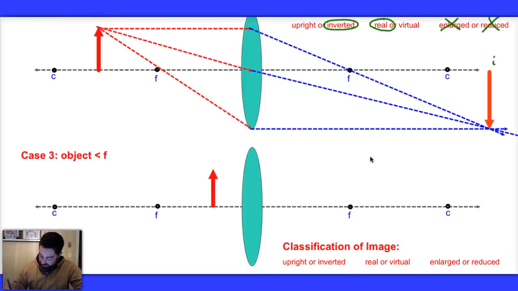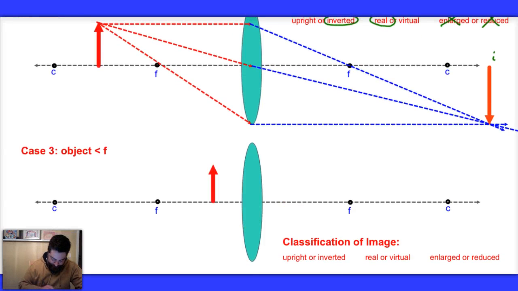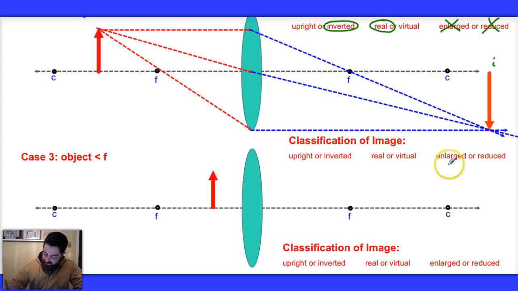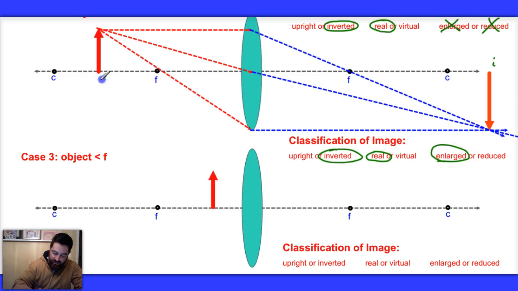And so I'm going to go ahead and write these things here. Okay, I've just added these little classifications here. Again, we'll see that it's inverted. We'll see that the image is real, again, for the same reason, because the rays actually do pass that point. If I were to place a screen here, it would project onto the screen, and we'll see that the image is actually enlarged. It's larger than the initial object, which was over here.